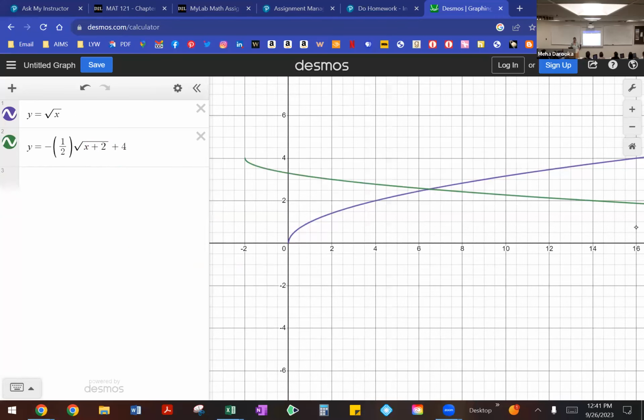Let's get rid of this writing, and you can see where our first function started and where you ended up. And we have now moved it to the left. We've reflected it, we've shrunk it, and then, of course, we moved it 4 units up, and it does change. You can see there's a slight change in the shape because it's not as wide as the original function started. And then instead of being at 0, 0, you're now starting at -2 and 4, the point where the graph begins. All right, questions on this one here?